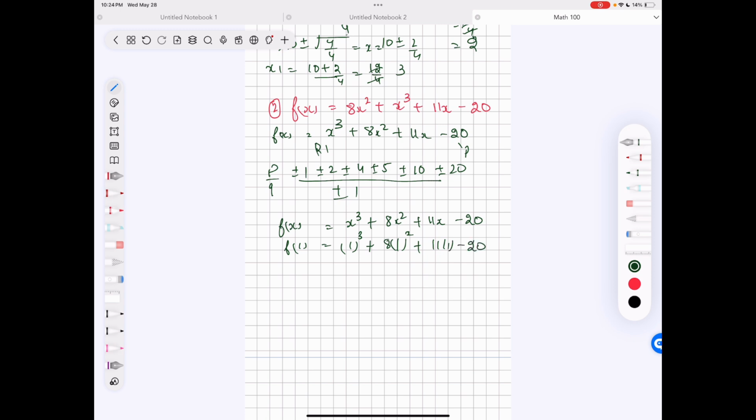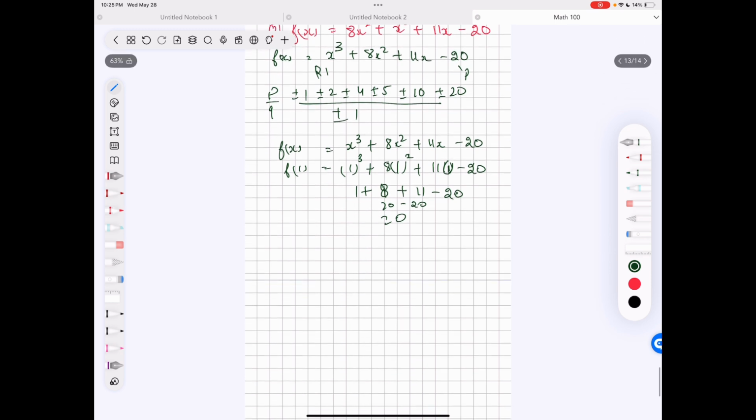So we'll get 1 times 1 is 1, plus 8 times 1 is 8, and then plus 11 times 1 is 11, and then minus 20. If we add this, it's gonna be 8 plus 1, 9, 9 plus 11 is 20. If we minus 20, we get 0. We can check if it's correct by doing it as synthetic division.